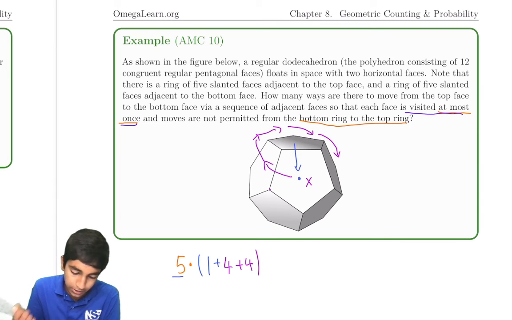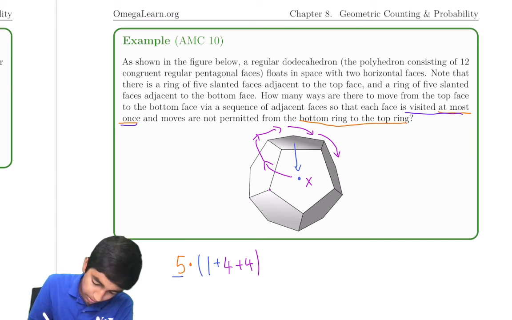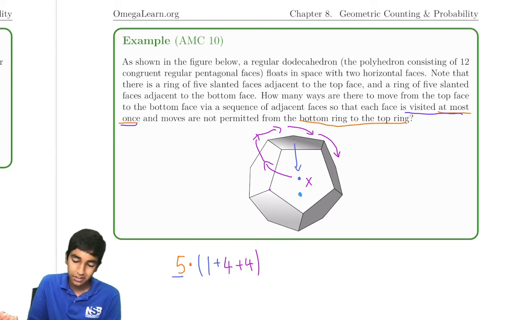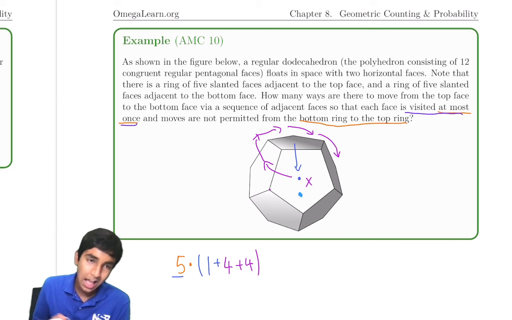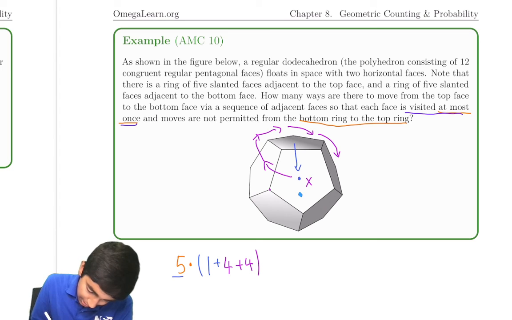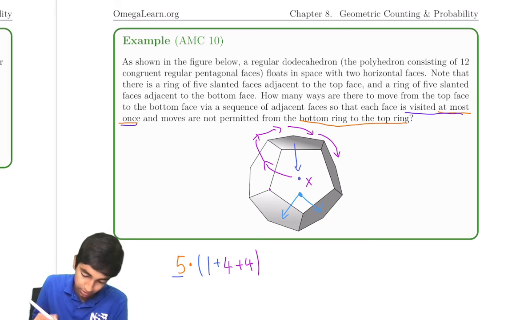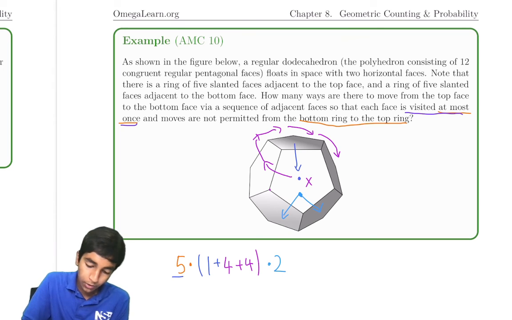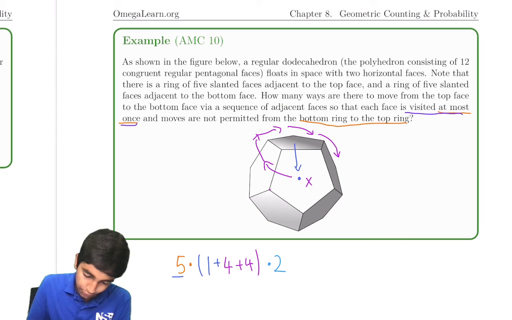Okay, so how many choices to move to the bottom ring? Let's just say we ended up here. Again, they're all symmetric. It doesn't really matter. But if we were here, how many choices do we have? We can go here or here. Only adjacent faces. So there's just 2 choices. Okay, now what happens if we land back here? Now, once we're at the bottom ring, if you're in a rush, you can just go straight down to the bottom.